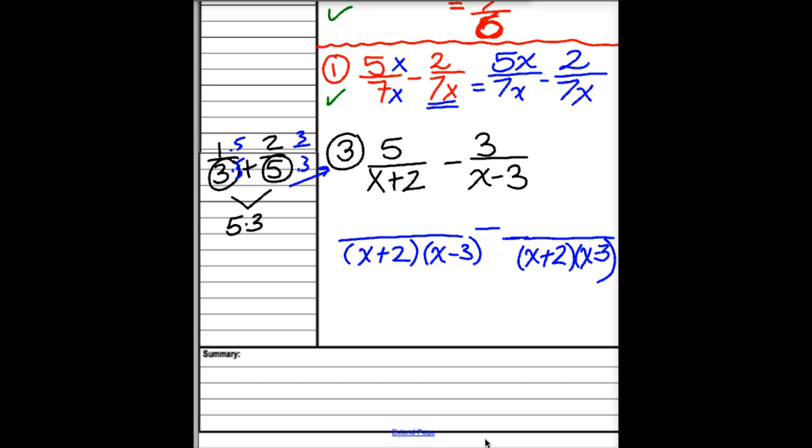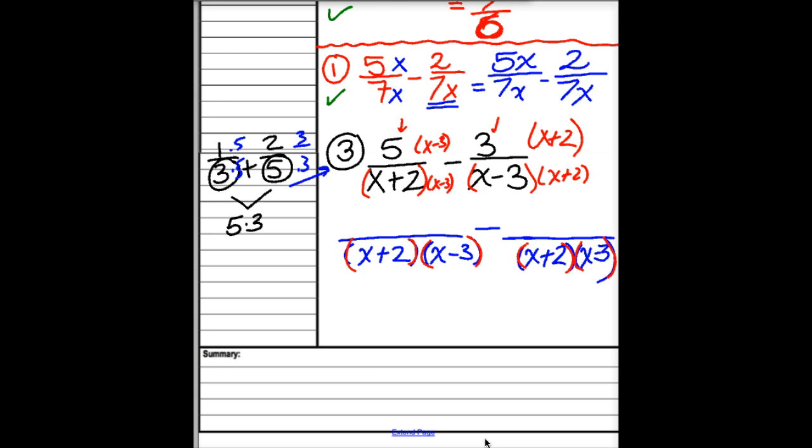So what I need to go do on this one is I need to give each one of these what it does not have. X plus 2, got it. X minus 3, need it. So I multiply the top and the bottom by x minus 3 to create that LCD. X minus 3, got it. X plus 2, need it. So this one I multiply the top and the bottom by an x plus 2.